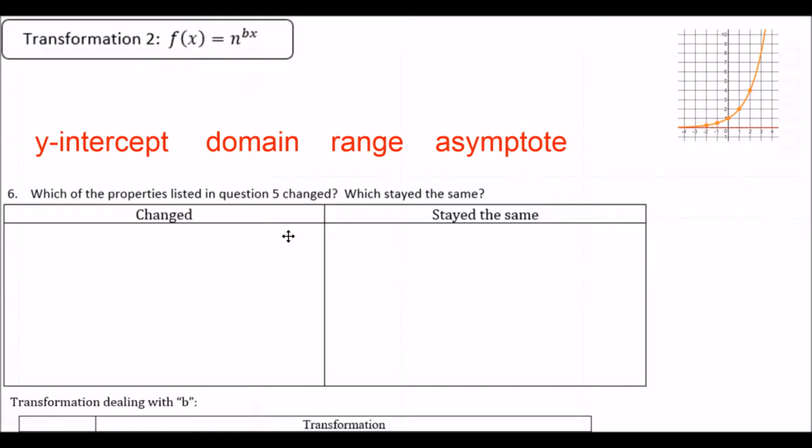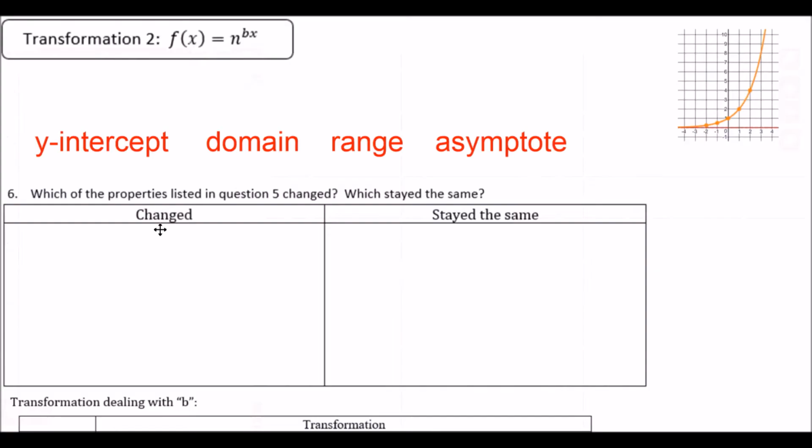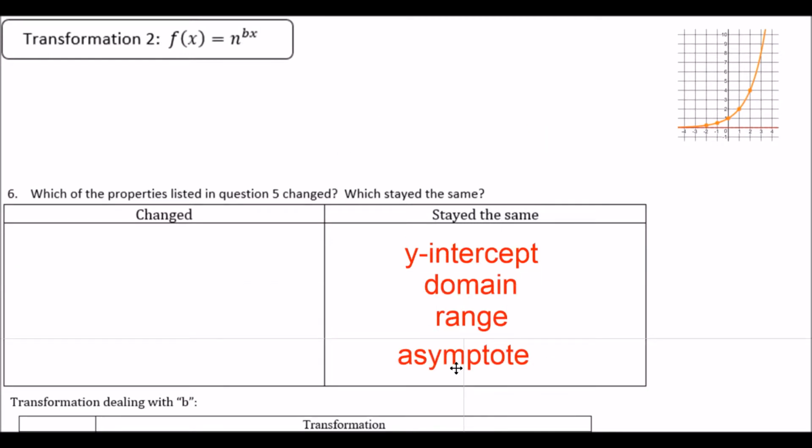All right. So what's changed? Well, is the y-intercept changed? Nope. Y-intercept will always still be 1, so the y-intercept does not change. Domain, that's a joke, never changed. Range, nope, that's not changed either, and the asymptote is also not changed. So it doesn't change any of these four.